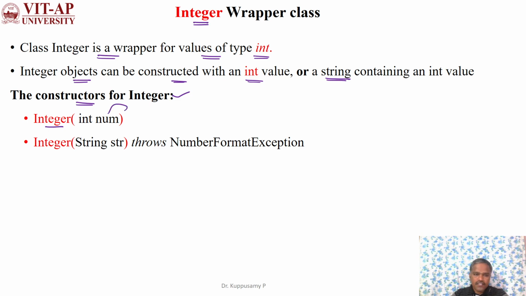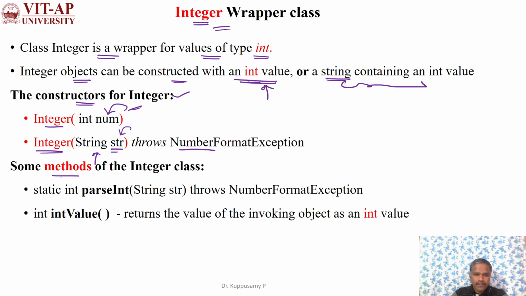Integer of which is receiving the integer number as an argument, and another constructor which is taking a string as an argument. The string may contain an integer value, which can also be used in the Integer wrapper class as an argument, or we can use the integer value itself as an argument. When we are passing the string, there is the possibility of an exception. To handle the exception, we use the NumberFormatException class.